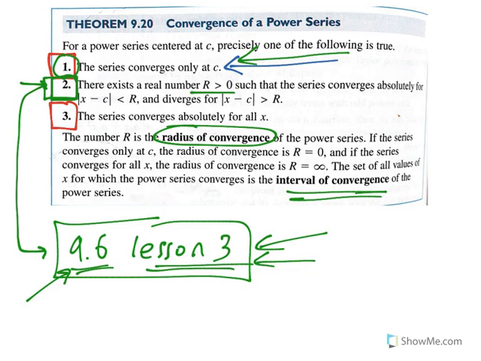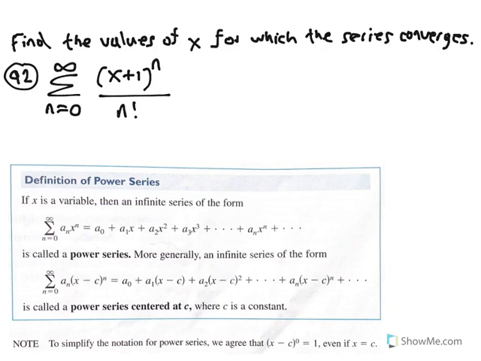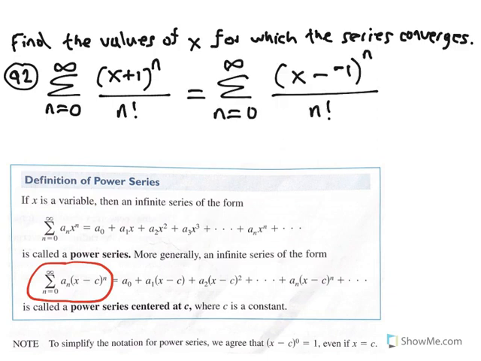We will now conclude our lesson by looking at an example problem for case 3, where we have a series that converges absolutely for all x. Number 92, find the values of x for which the series converges. And this is a power series. It is a power series centered at c. What is the value of c? You can write x plus 1 as x minus negative 1. It has to be x minus c. So the center of our power series is c is equal to negative 1.